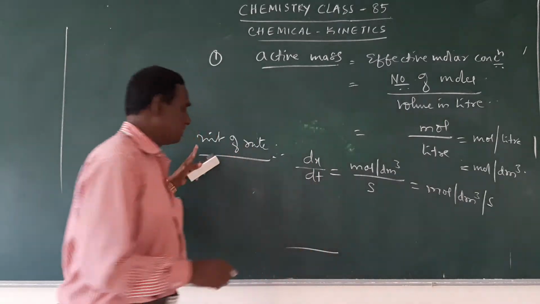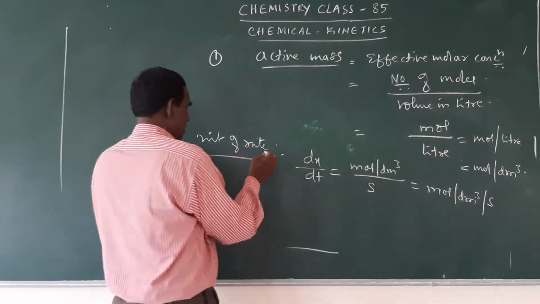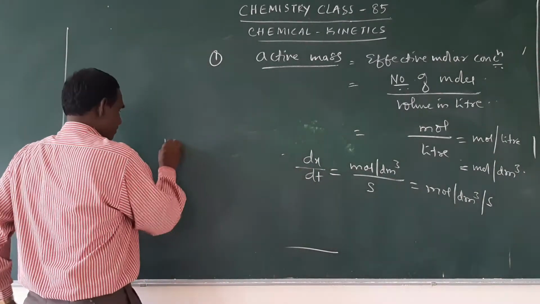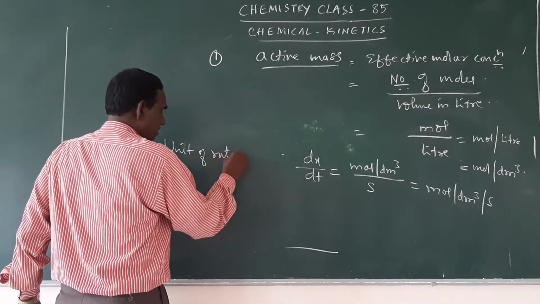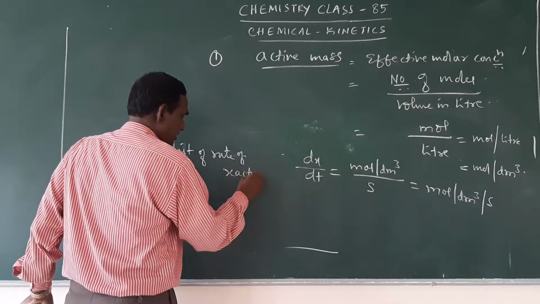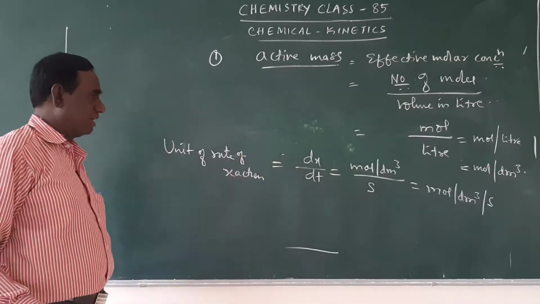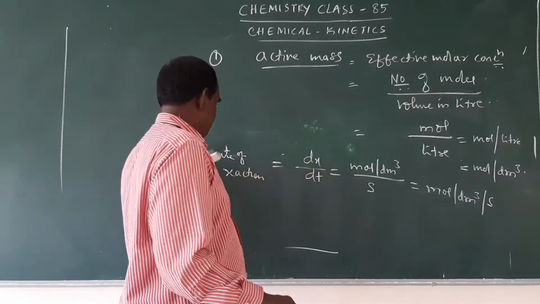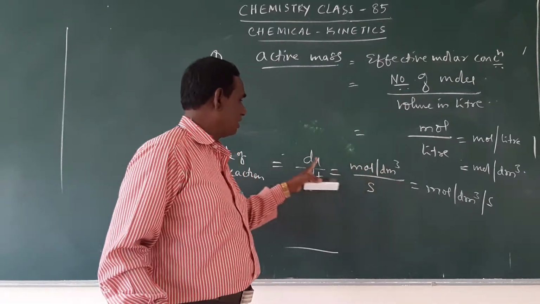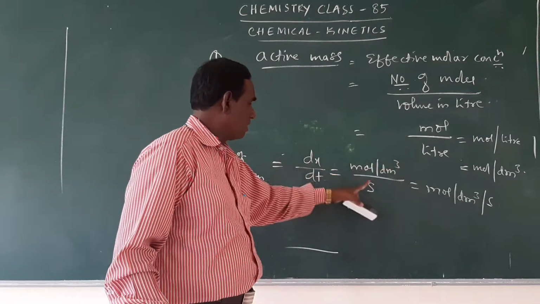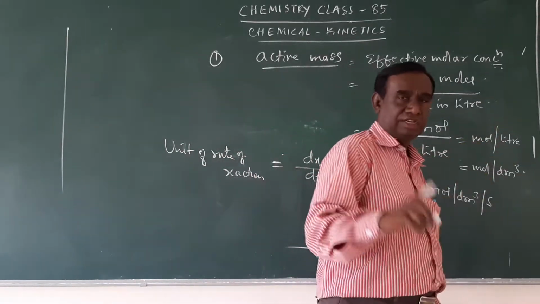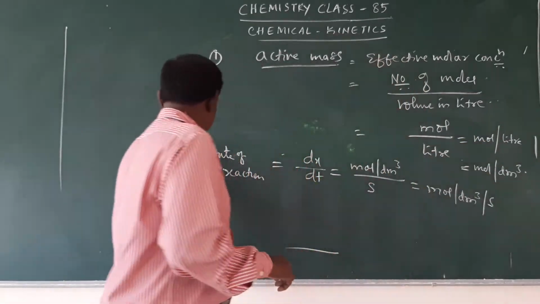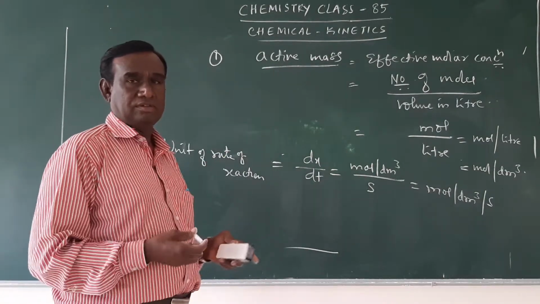That means, what is the unit of rate of reaction? The unit of rate of reaction is equal to dx by dt. The concentration is mole per dm cube and dt is in seconds, therefore the unit is mole per dm cube per second. That is the unit of the rate of a chemical reaction. That is the rate.